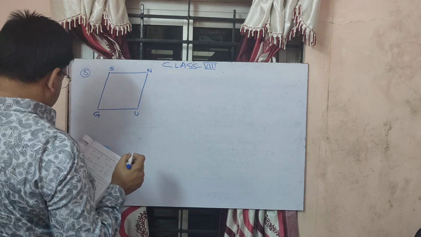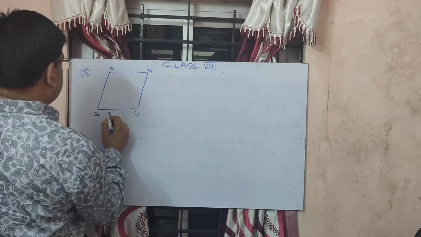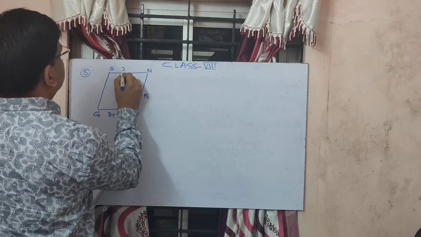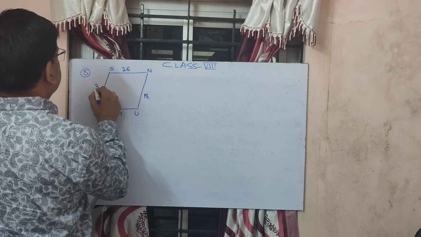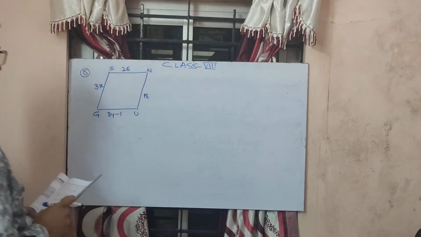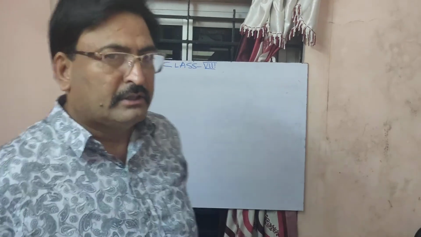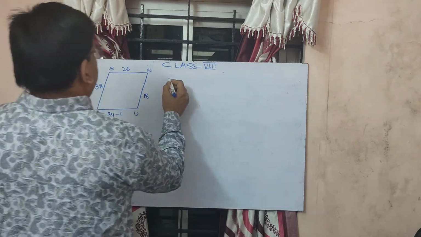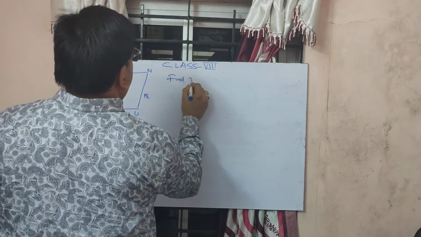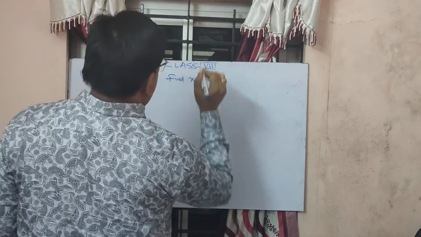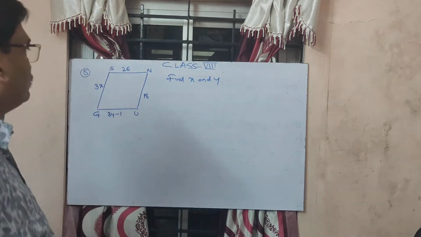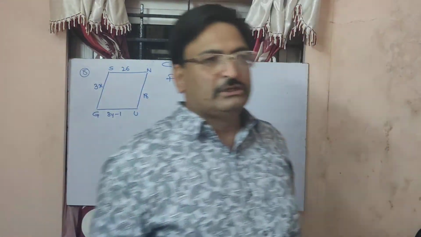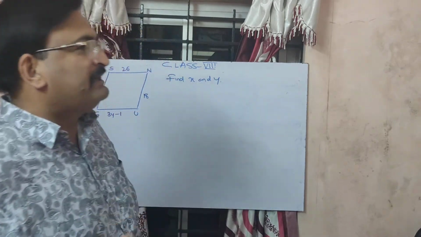Now it is a parallelogram. Now here 3y minus 1. Now this is 18. Here it is 26. Here it is 3x. Now you have to find the value of x and y. So now you have to recall the formulas. You have to recall the properties you have learned.